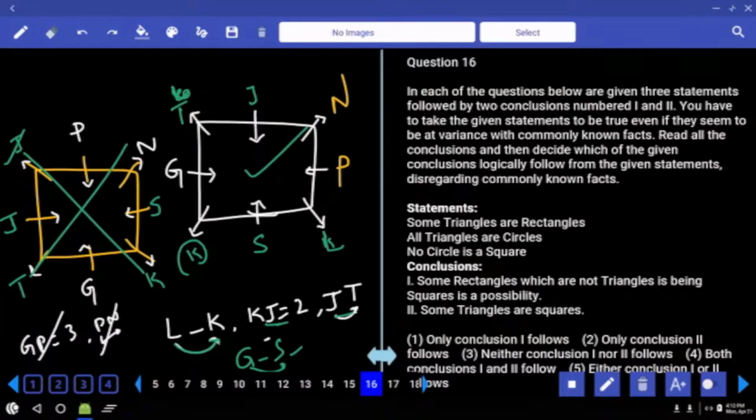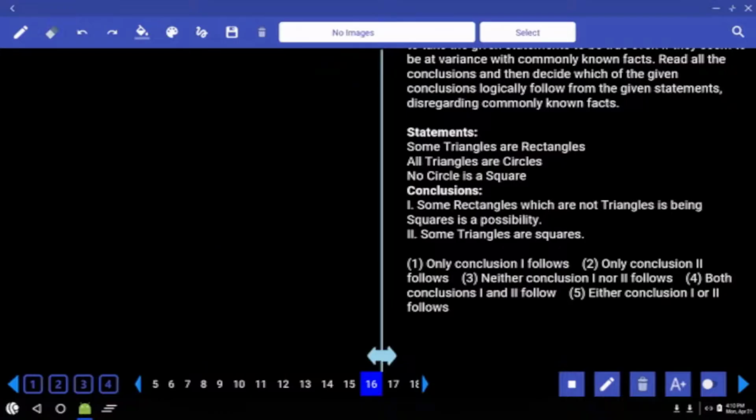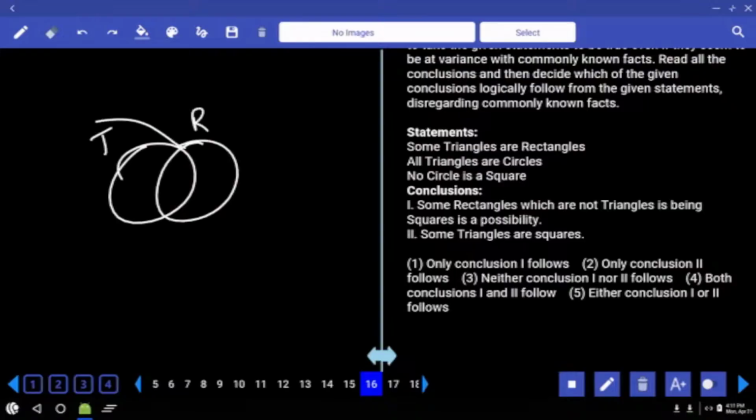Now 16, first priority. Definitely under the first priority, syllogisms. How many questions were given under this one? 16 to 18, only 3 questions here. Some triangles are rectangles. Now these are the triangles that are rectangles. And all triangles are circles, so this entire triangle is a part of circles. And no circle is a square. No intersection between circle and square.